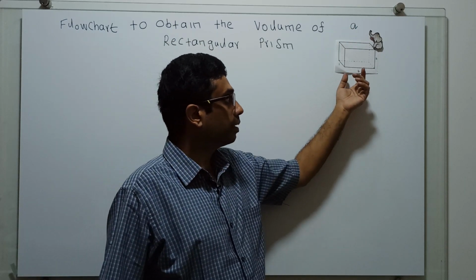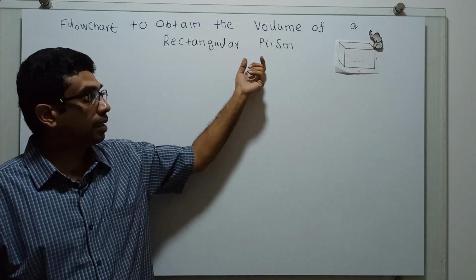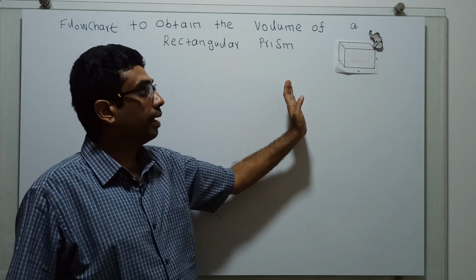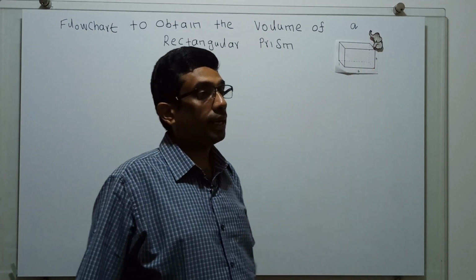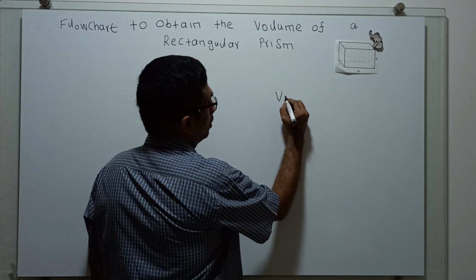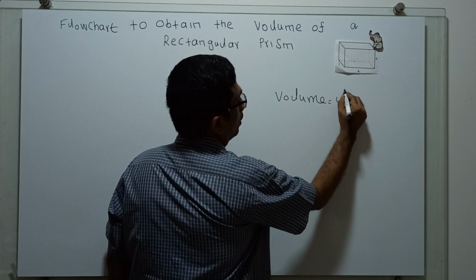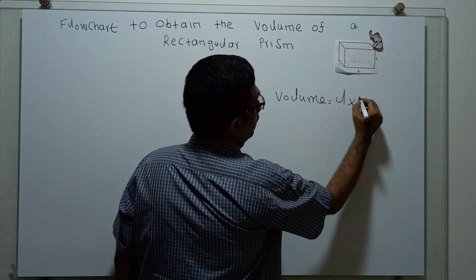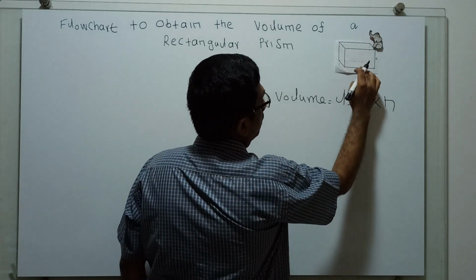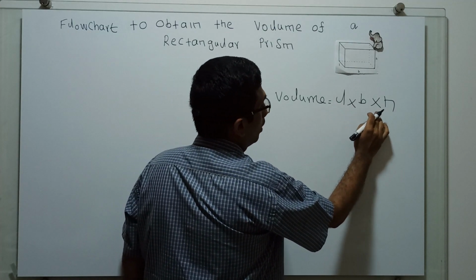And we can say it contains 3 pairs of rectangular faces. The rectangular prism is also known as a cuboid. We are going to draw a flowchart to calculate the volume of the rectangular prism. So what is the formula to calculate the volume? Volume equals length multiplied by breadth multiplied by height.